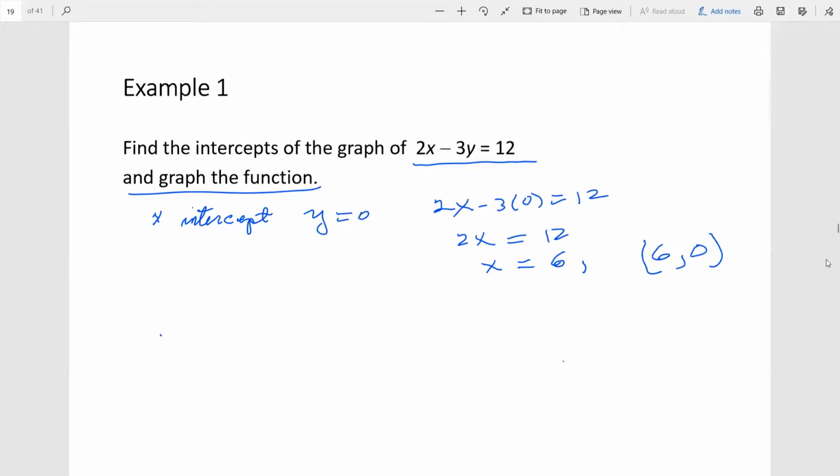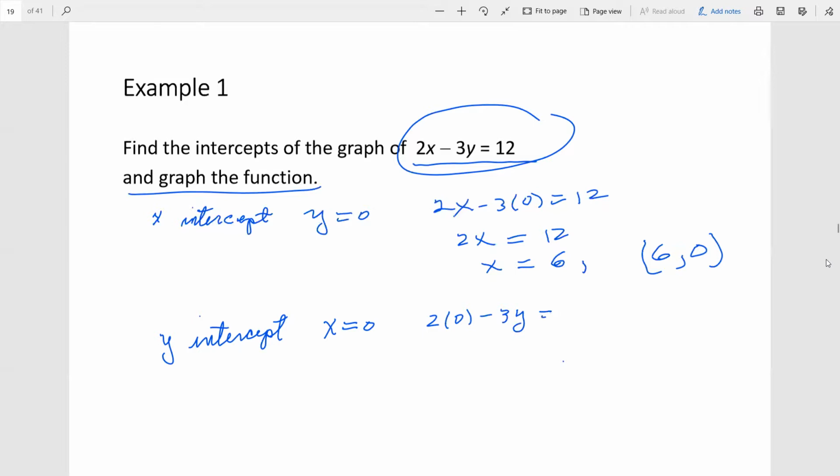And the y-intercept is where x equals 0. So now we plug into the same equation, x equals 0, 2 times 0 minus 3 times y equal 12. And we get minus 3y equal 12. Divide by minus 3. And we get y equal minus 4. So the y-intercept is 0 and minus 4.